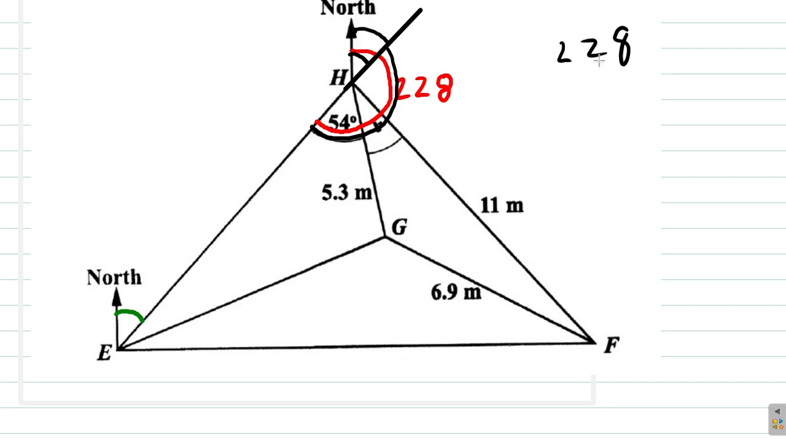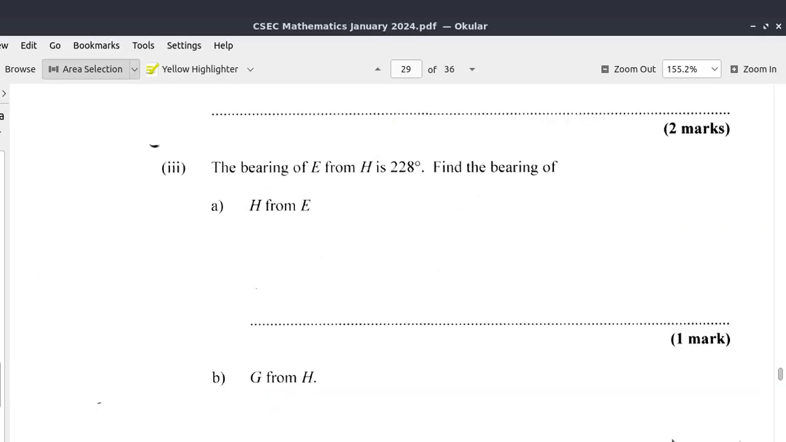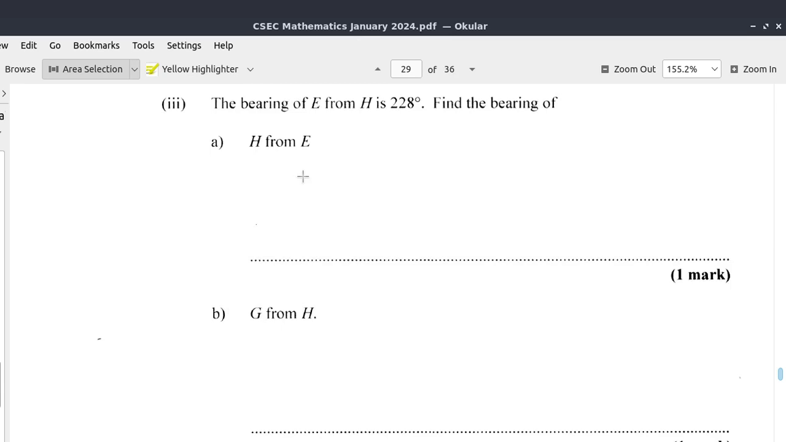So 228 minus 180. 8 minus 0 is 8. 2 minus 8, you can't, so borrow 1 from 2, you get 1, 8, 9, 10, 11, 12, that's 4. So when you subtract, you get 48. Now, since it's bearings, you write 0, 4, 8 as the angle. Let me rewrite that. 048 degrees would be the bearing of H from E. That's 1 mark for that, and 1 mark for the other part too.